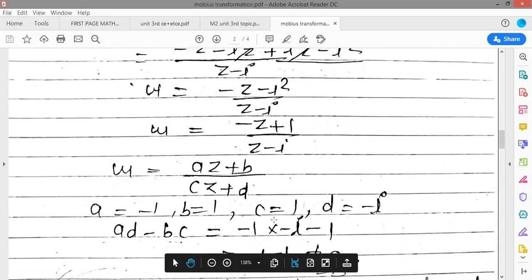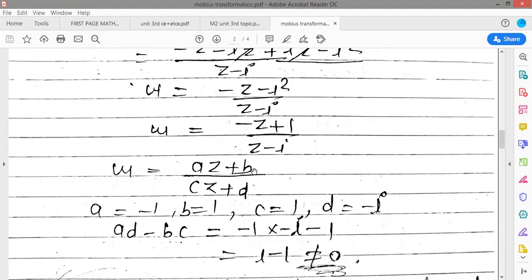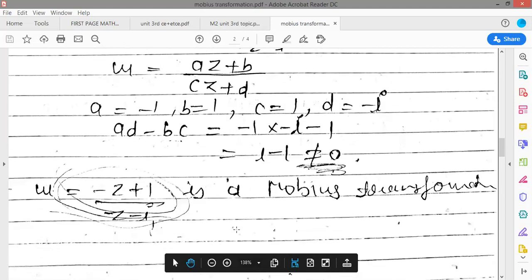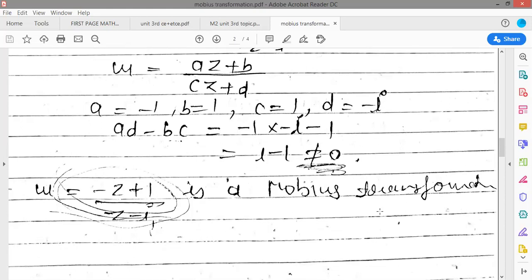This one is your Mobius transformation. To check whether our answer is correct or not, just compare with (AZ plus B) upon (CZ plus D). So you have A, B, C, D, and calculate AD minus BC. If it does not equal 0, then we can say this is a Mobius transformation. If it is equal to 0, then it is not a Mobius transformation. So all the topics of Mobius transformation, conformal mapping, logarithmic function, and several examples are here.